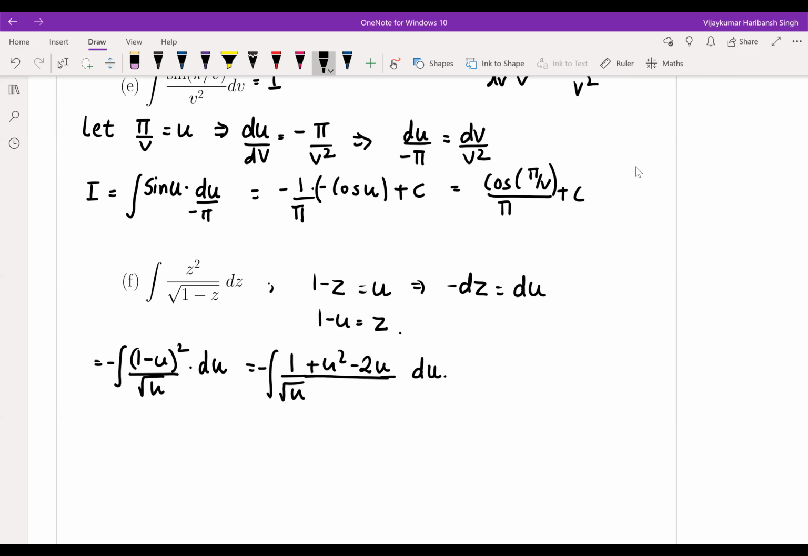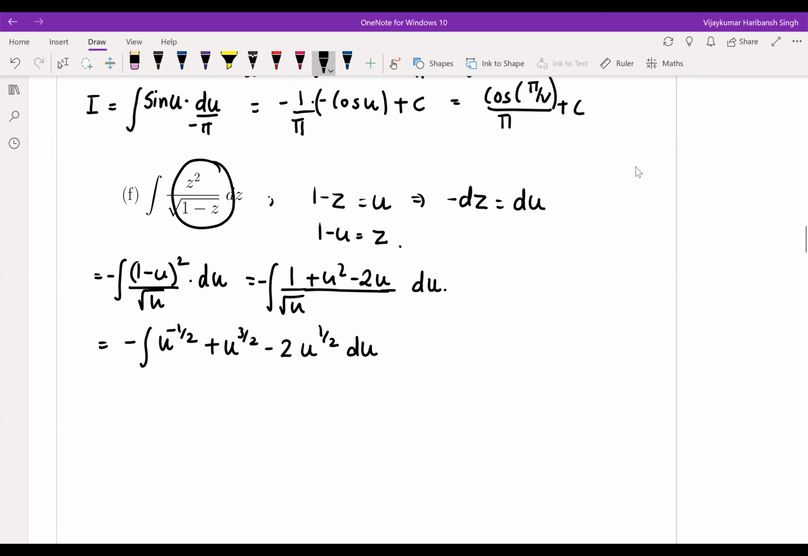Now you'll say, well, what was the point of doing this? Now note that since the denominator has simplified, you can distribute it over and you can integrate. But earlier there was not really a direct chance of integrating, right? So this is the advantage of doing this. So we get minus of u to the power, now the square root of u will go below each one of them. So this is going to be u to the power minus half, the second one is going to be u to the power half, and this is going to be u to the power 3 by 2 minus 2 times u to the power half du.